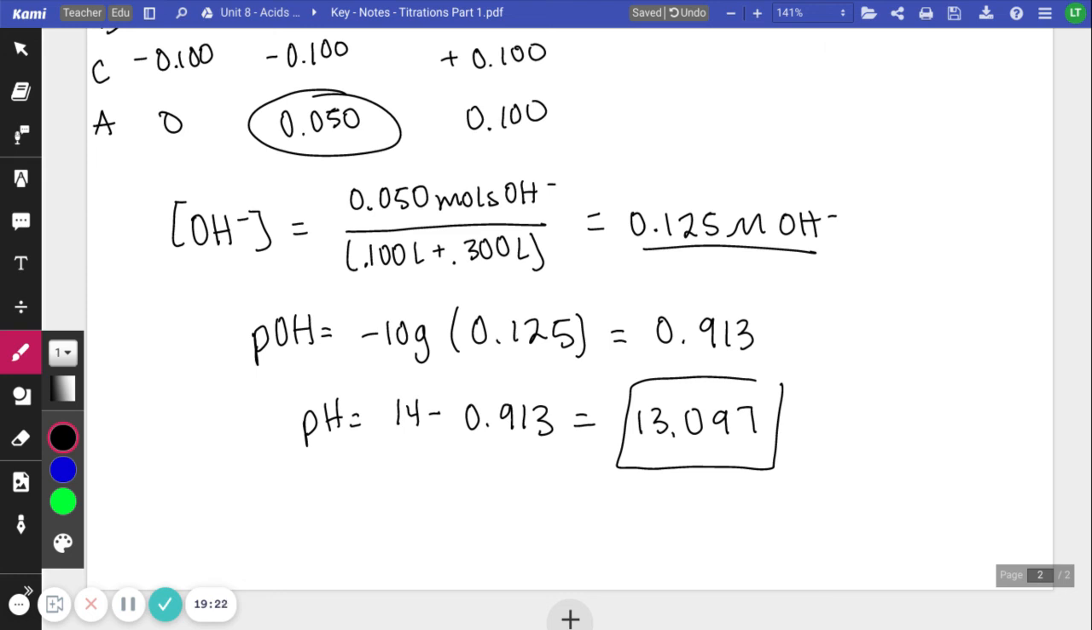All right, that is titrations part 1, guys. Next class, we'll go over the second part of titrations with weak acids and weak bases.